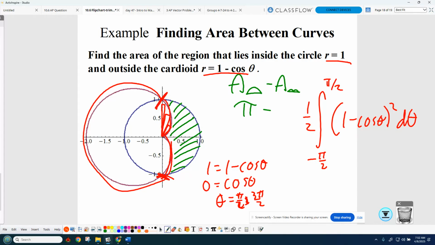There's a symmetry to this. Could I go from 0 to pi over 2 and just double it? And that's easier to type in. They should both work. So try on your calculator, see if you can get this. The hard thing is typing.